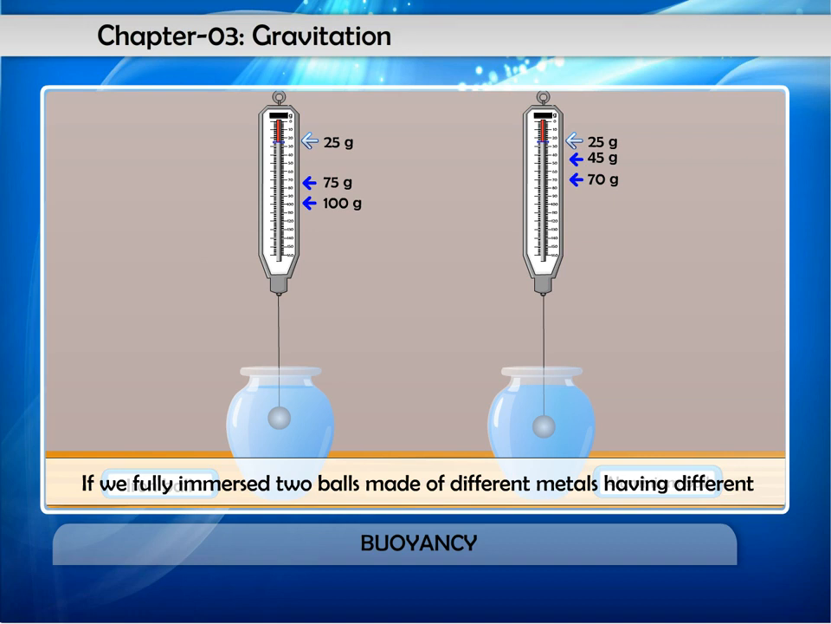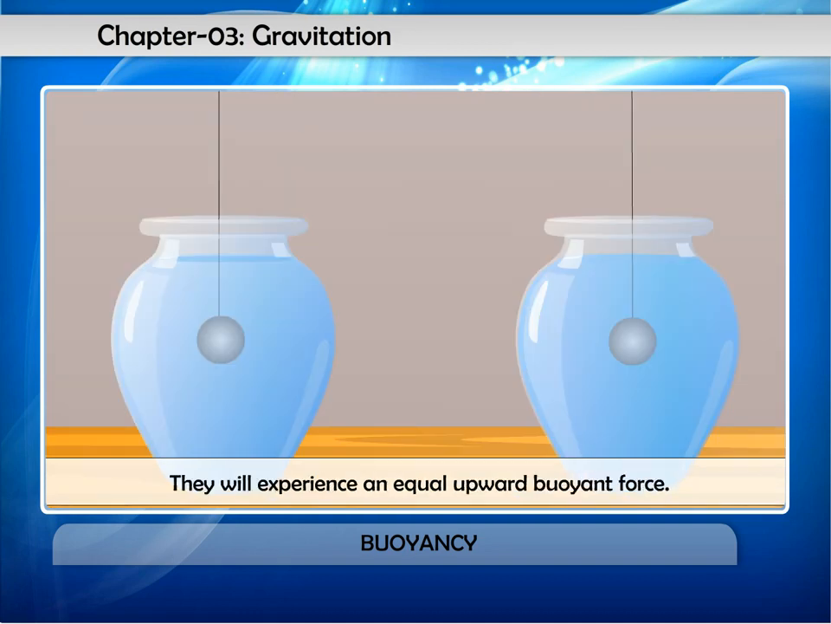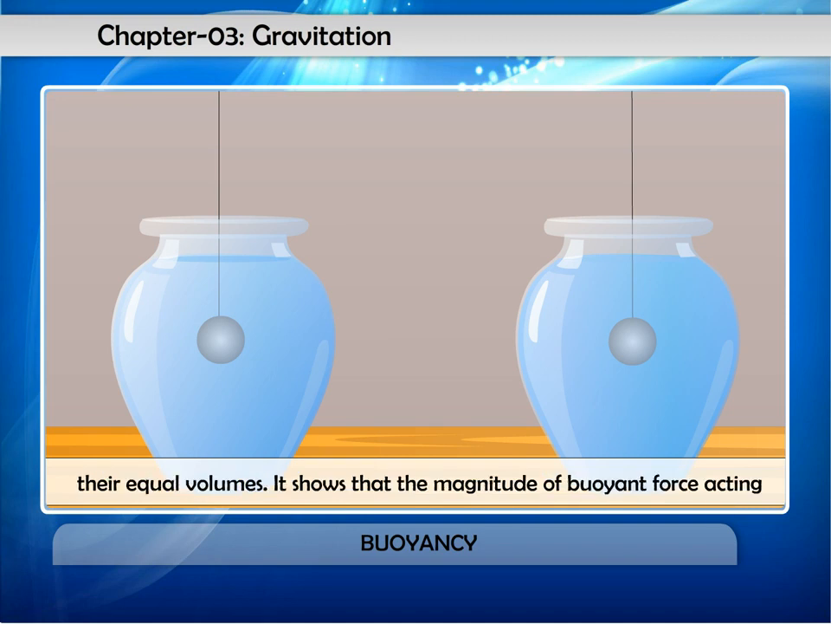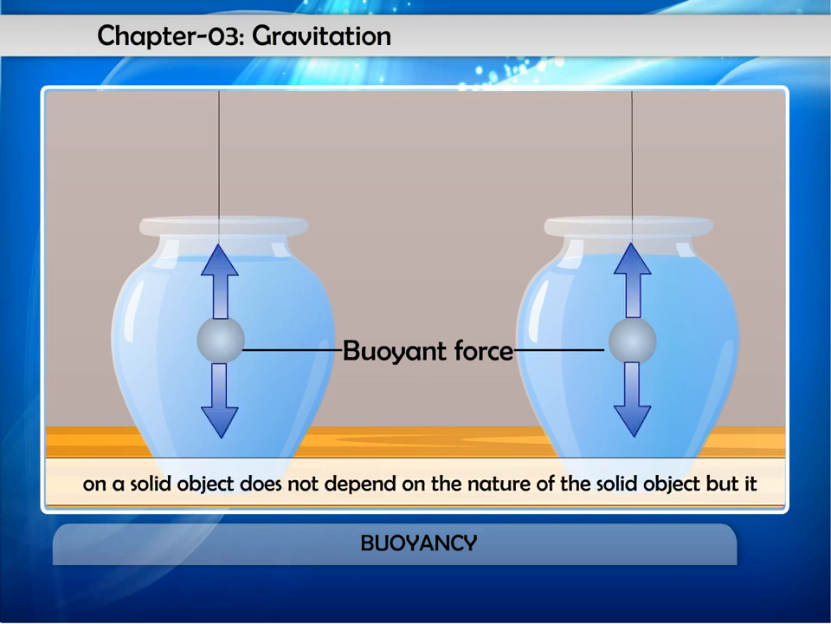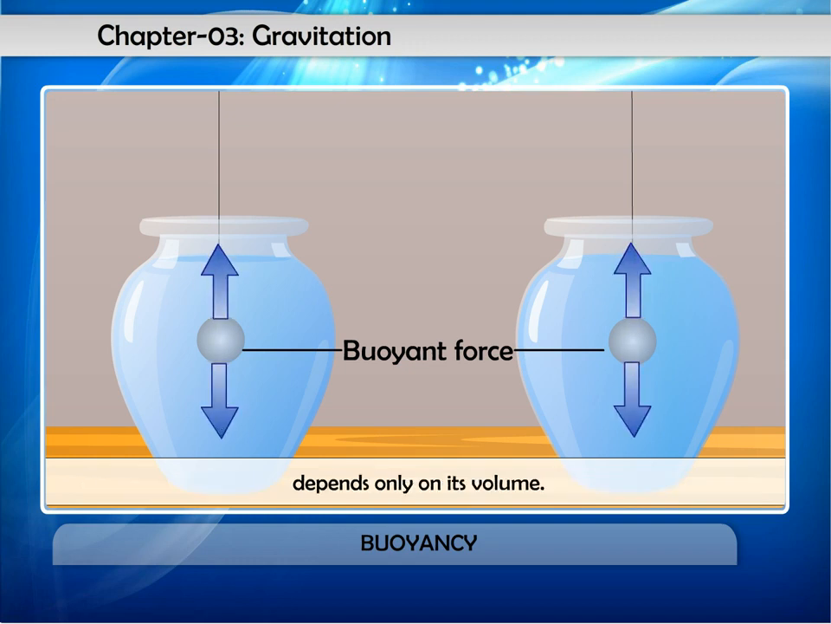If we fully immerse two balls made of different metals having different weights but equal volumes in a liquid, they will experience an equal upward buoyant force. This is because both the balls displace equal weight of the liquid due to their equal volumes. It shows that the magnitude of buoyant force acting on a solid object does not depend on the nature of the solid object, but it depends only on its volume.